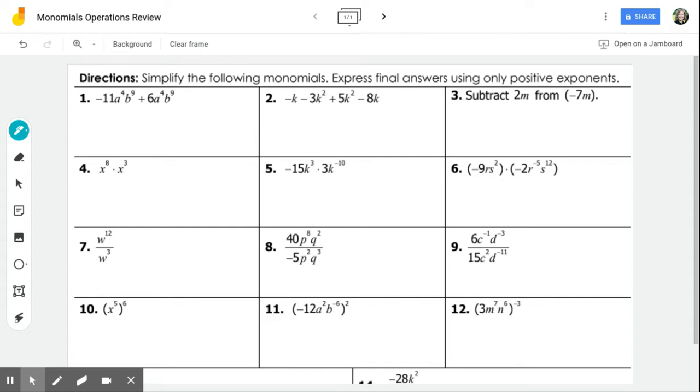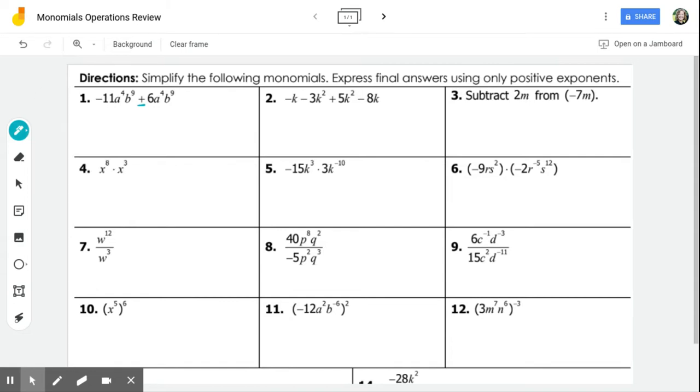First thing I want you to always do is identify what operation you're dealing with, because it's going to be all mixed together from here on out. So you have to identify what you're actually doing. And in number 1, we are adding two monomials. The first monomial is here, and the second monomial is here. The addition tells us what we're doing. So I'm going to go ahead and work through that problem.